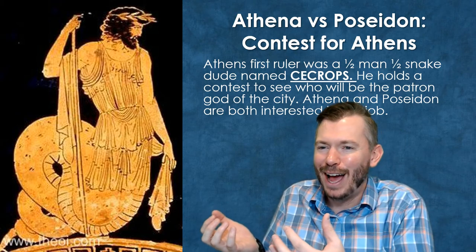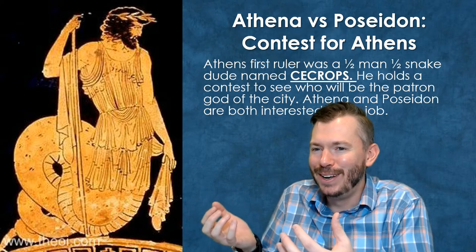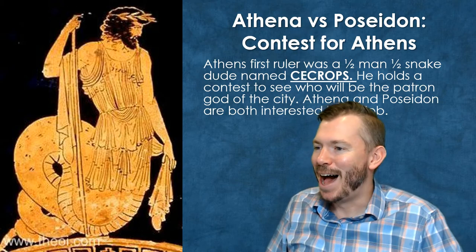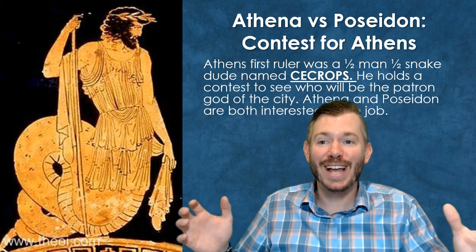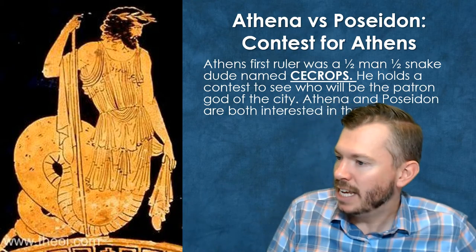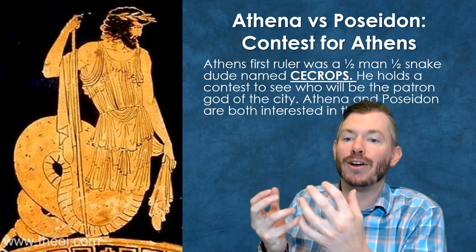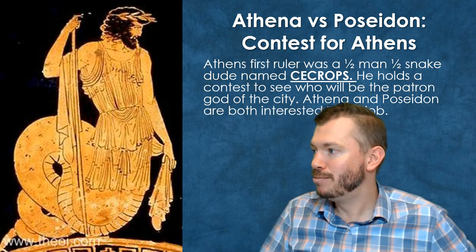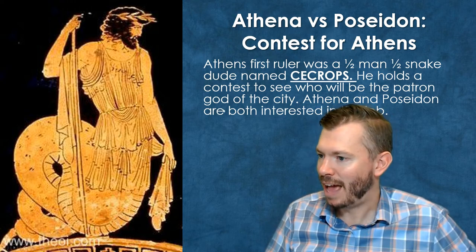I don't know what the centaur name for a half person, half snake is. But he is one of the early gods. And the reason he is like this is because he basically arose from the ground, right? So the first ruler of Athens comes straight from the ground, half ruler, half snake.